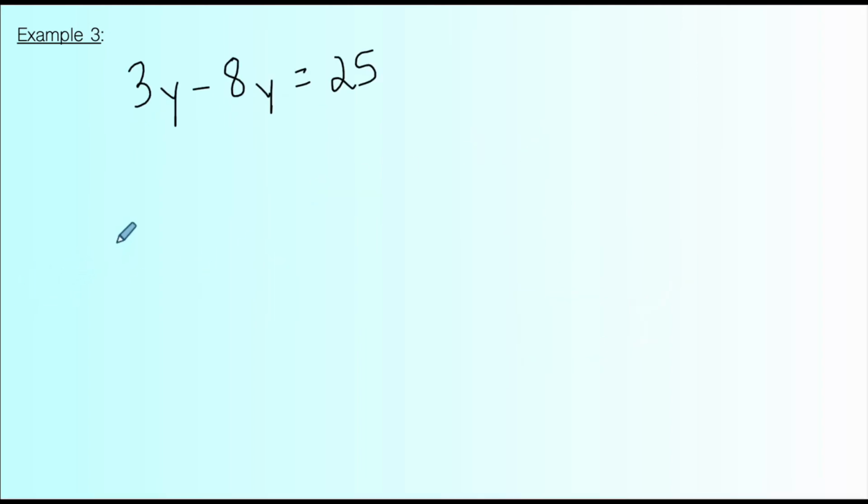Another example. Now, in this problem, it looks like there's multiple operations, but I'm going to show you a little trick here. We have 3 times y minus 8 times y is equal to 25.